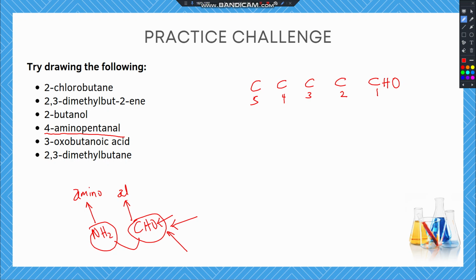So the next thing to do is to identify the second functional group, and it says 4-amino. So the amine functional group is going to be on carbon number 4. So now that we have identified it, the next thing to do is to fill up the other carbon atoms with hydrogen. So we have CH3 bonded to CH, bonded to CH2, bonded to CH2, bonded to CHO. So if I were to draw this structure again, it would look like this.